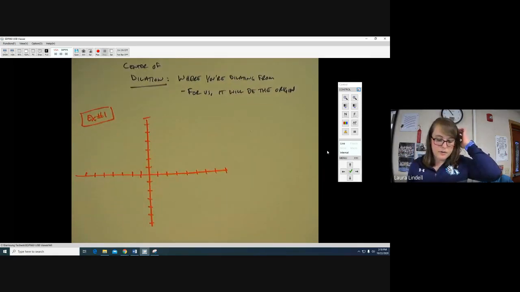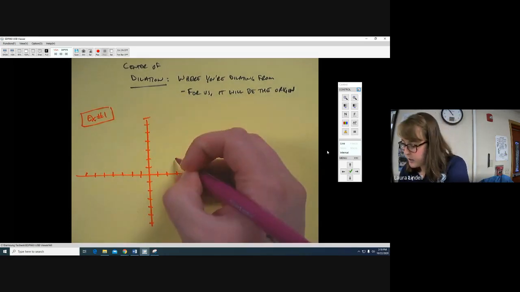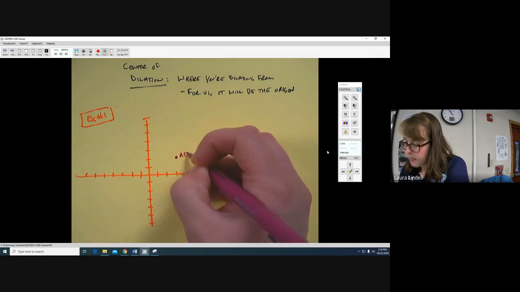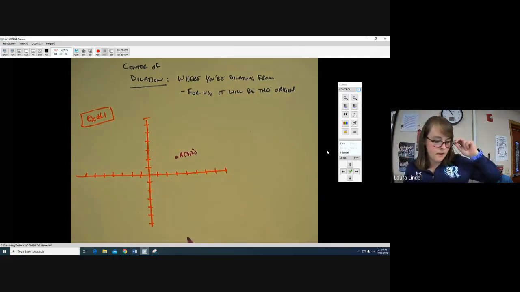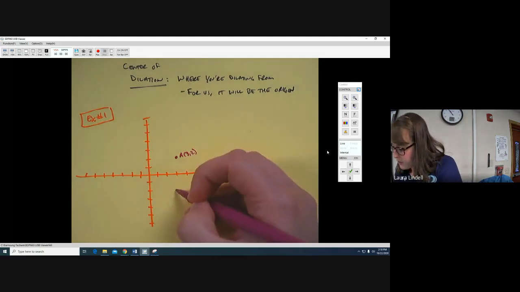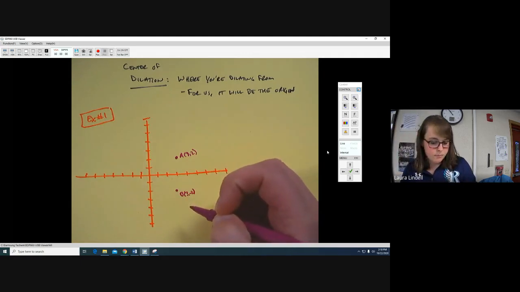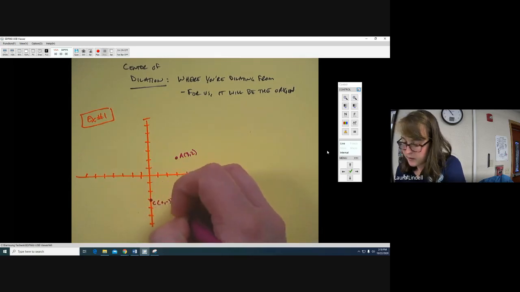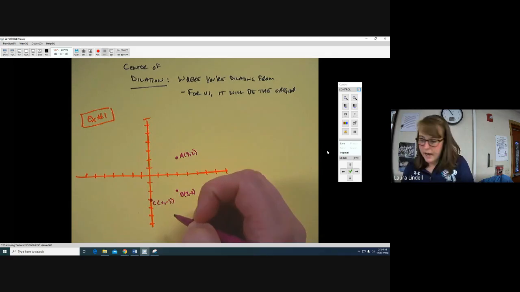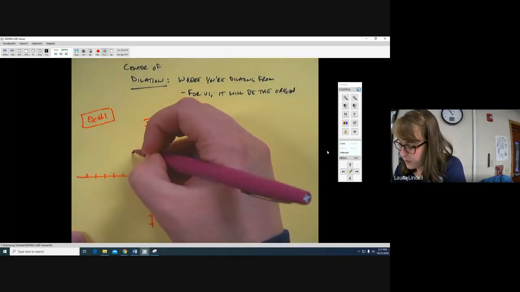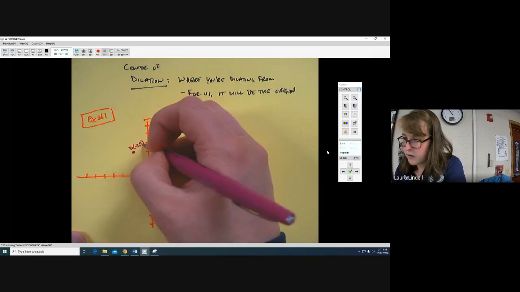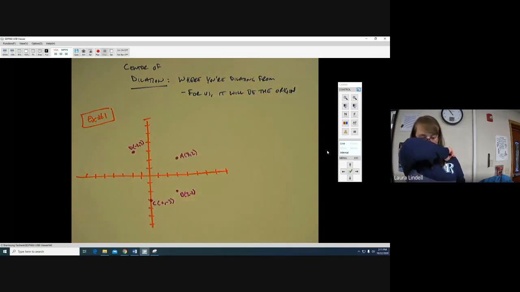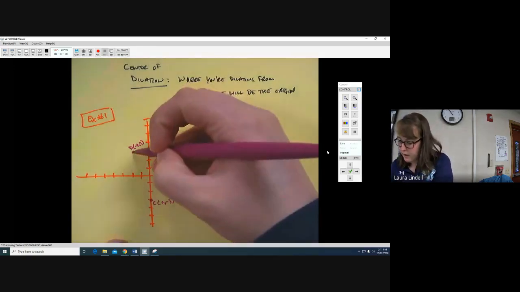And then we're going to plot our original shape in the coordinate plane. So our first point is going to be at (3, 2). Our second point will be at (3, -2). Our third point will be at (0, -3). And our fourth point will be at (-2, 3). Okay, and then we'll connect the dots.